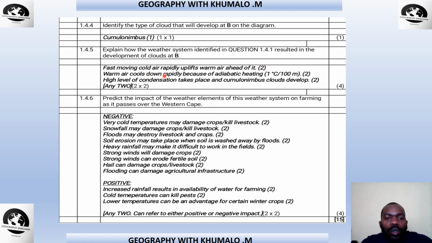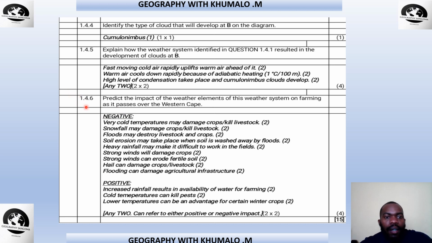Now, the warm air cools down rapidly because of what? Adiabatic cooling. Now, adiabatic, what does it mean? It means that for every 100 meters, the temperature changes by 1 degree Celsius. So warm air, as it is moving up, cools down adiabatically. The high level of condensation takes place and cumulonimbus clouds develop. So this is how the formation of those tall cumulonimbus clouds occurred, for 4 marks then.